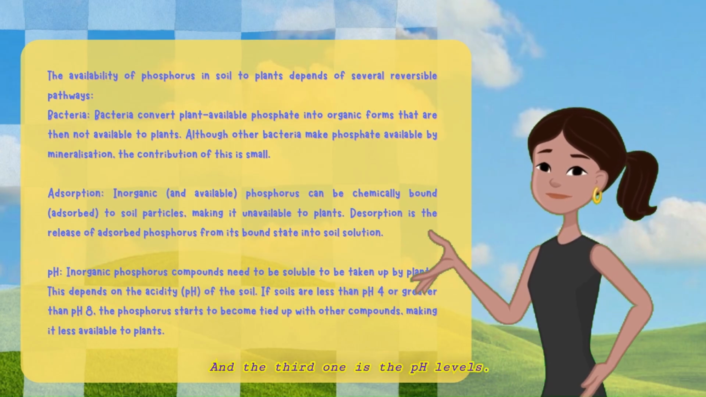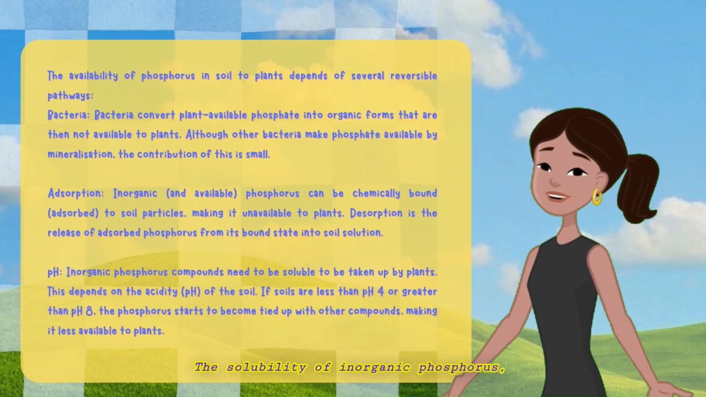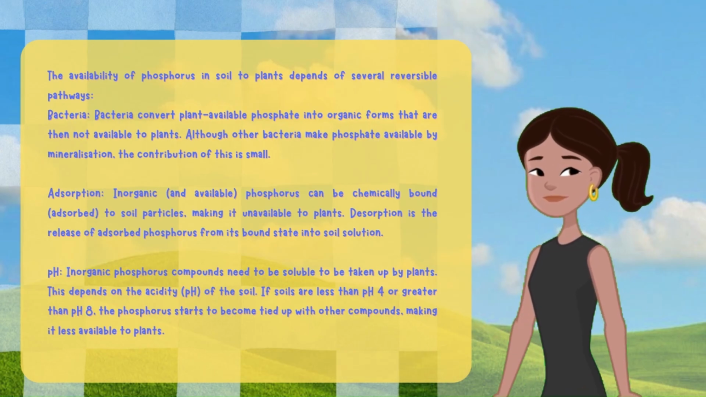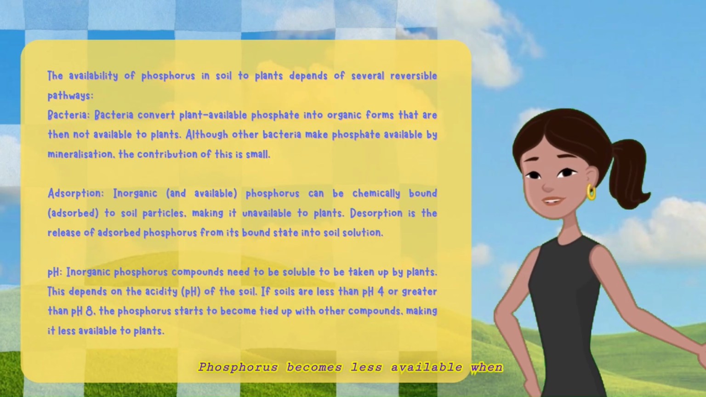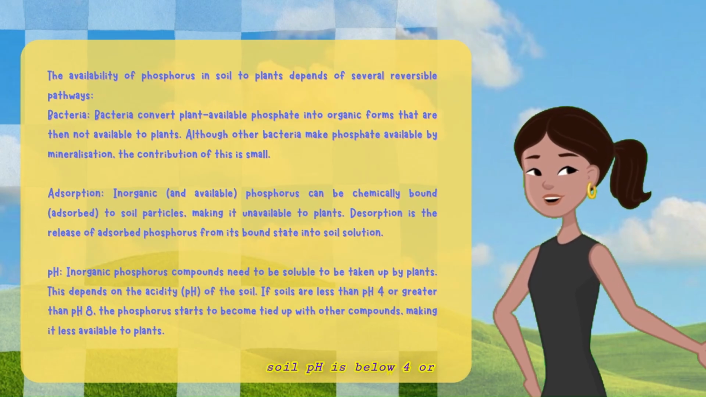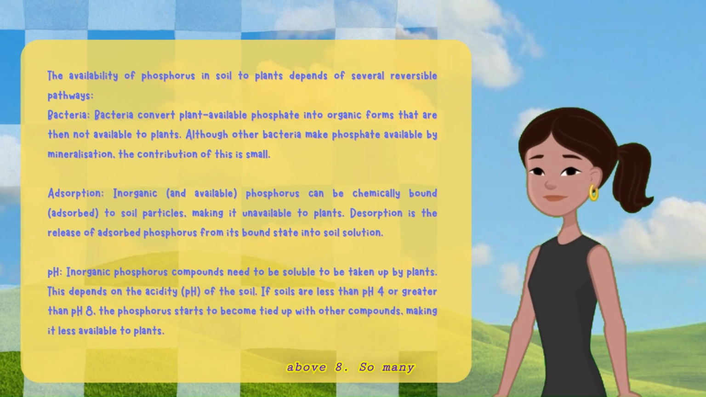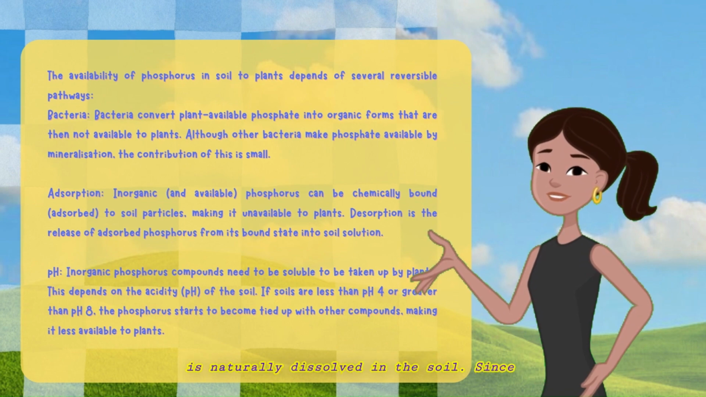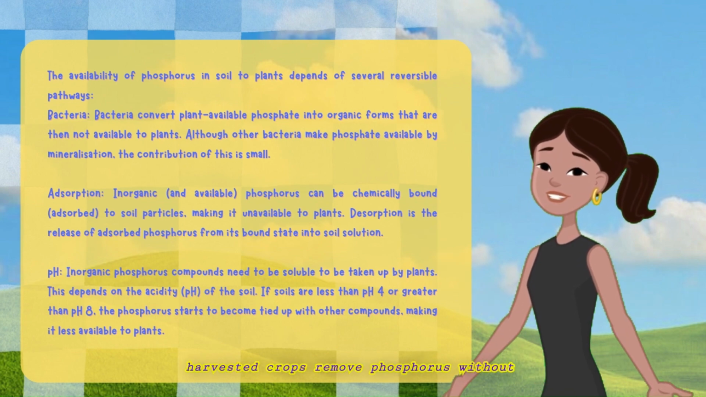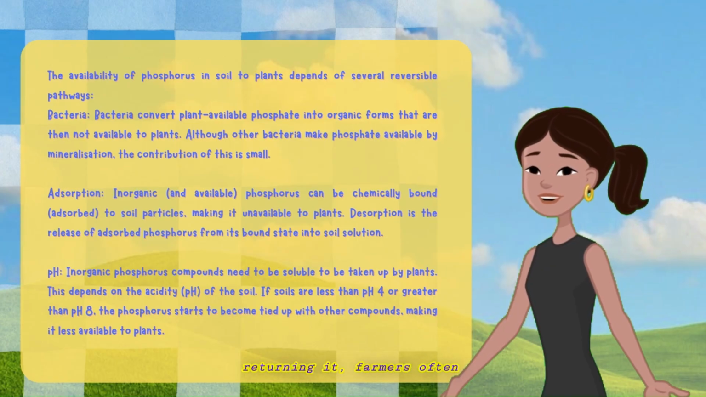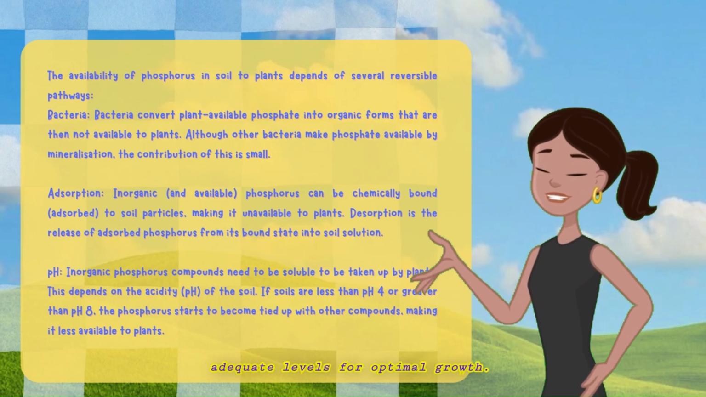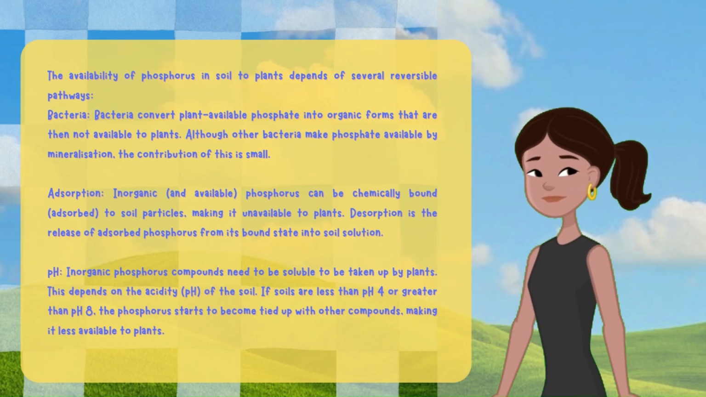And the third one is the pH levels. The solubility of inorganic phosphorus, crucial for plant uptake, is influenced by soil acidity. Phosphorus becomes less available when soil pH is below 4 or above 8. So many crops require more phosphorus than what is naturally dissolved in the soil. Since harvested crops remove phosphorus without returning it, farmers often supplement with fertilizers to maintain adequate levels for optimal growth.